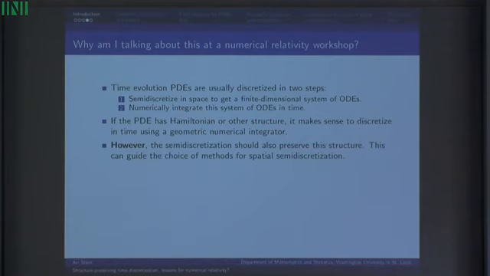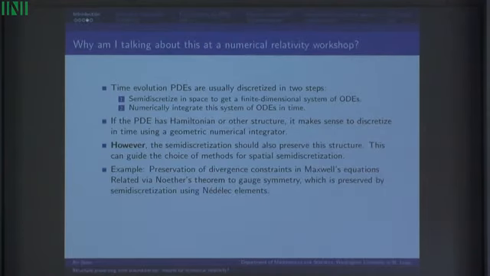All right, so one thing to note, though, is that there's that semi-discretization step. So if your original PDE has some Hamiltonian structure, you want to make sure that the semi-discretization also preserves that structure. And looking at which spatial discretizations preserve these kinds of structure can guide what sort of spatial discretization methods we might want to use.